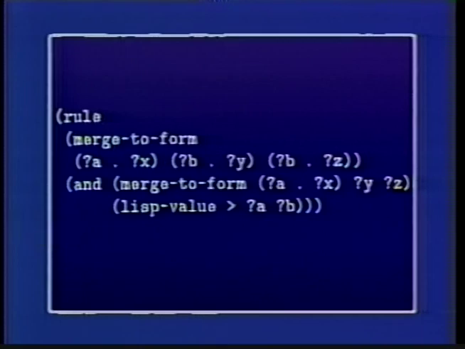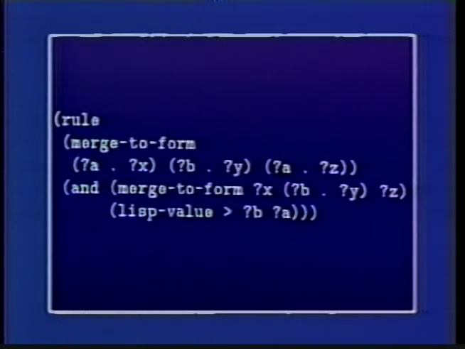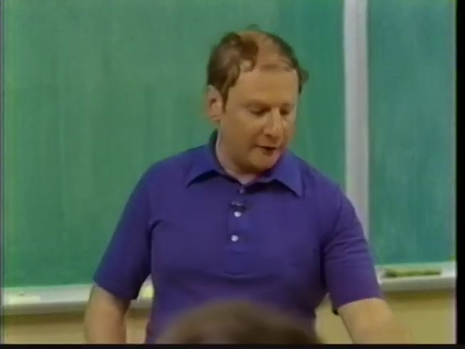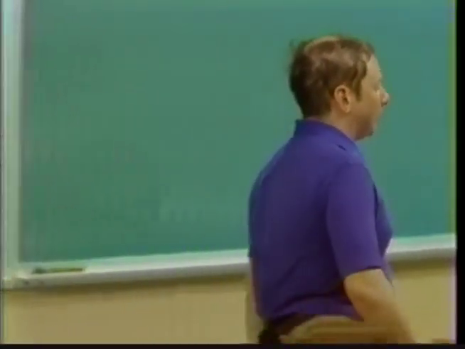And then just for completeness, here's the other case. A dot X and B dot Y merge to form B dot Z if X and B dot Y merge to form Z, and B is larger than A. So that's a little program that I've typed in this language, and now let's look at it run.